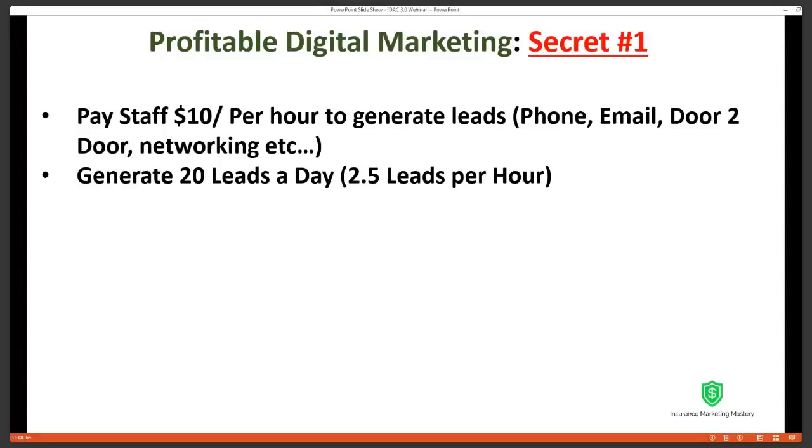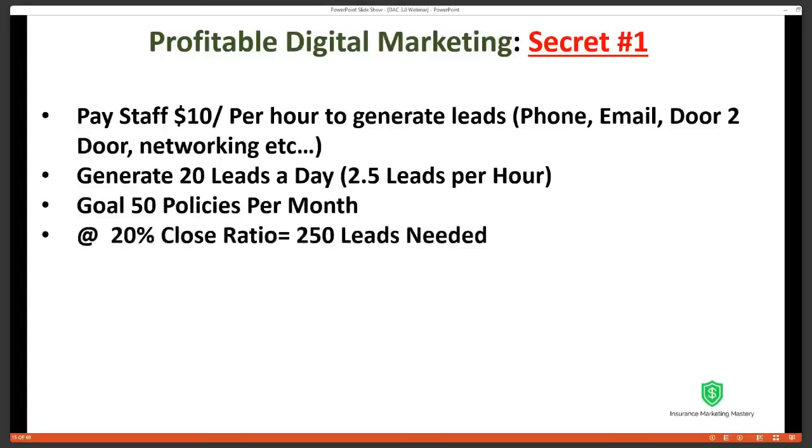Same goal that we went with before, 50 policies per month. So let's break that math down now with a staff member, because it's not an automated process. Say we're still really rolling at that 20% close. Now, when I say 20% close ratio, guys, obviously I'm not talking about referrals.